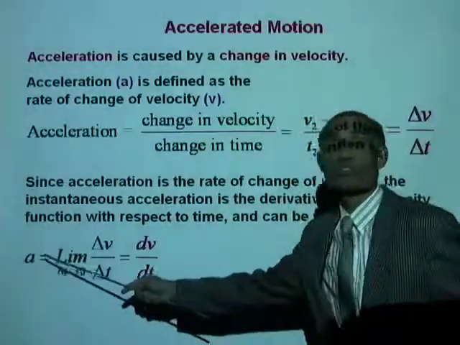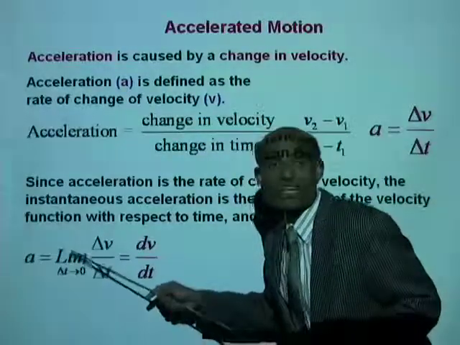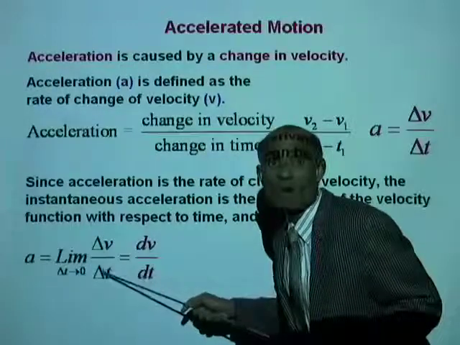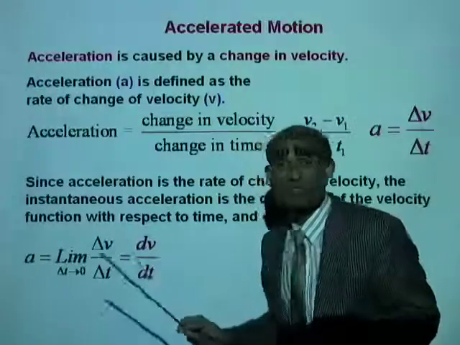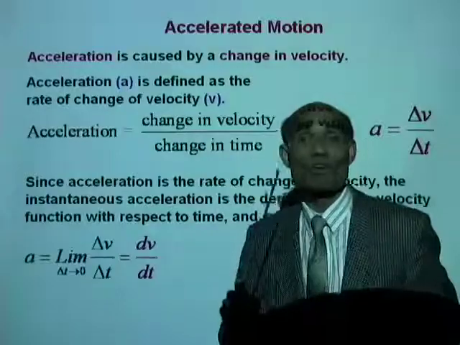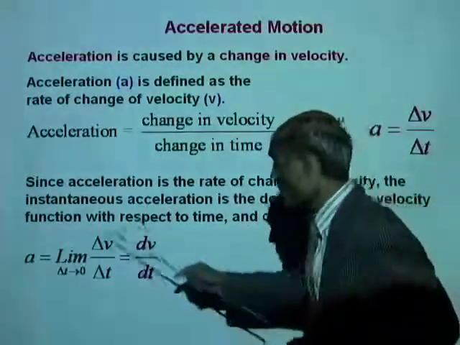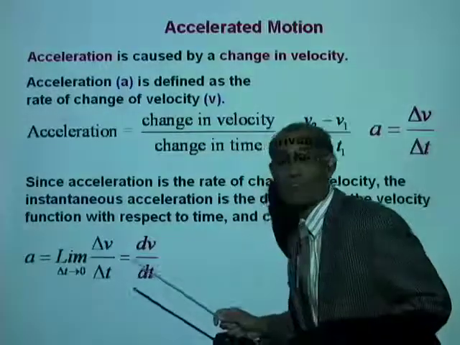So, instantaneous acceleration is the derivative of the velocity function with respect to time, and we can write it like this. Instantaneous acceleration is the limiting value of delta V over delta T when delta T approaches 0, and that is what we call the derivative of the velocity function with respect to time. So acceleration is the derivative of the velocity function.